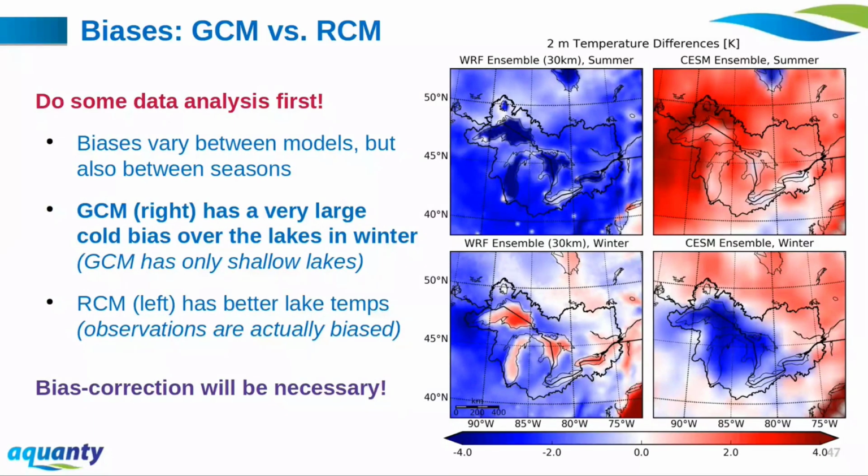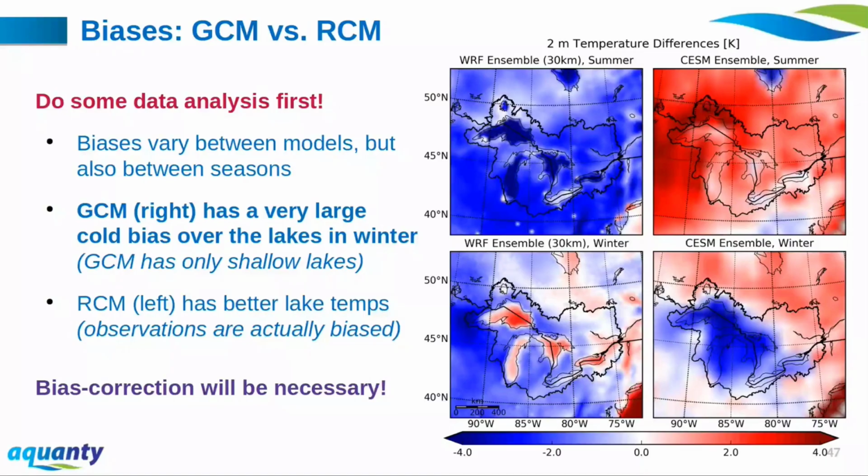And I really recommend looking at seasons separately because biases can be very different in different seasons in climate models because they're governed by different processes, right? On the left-hand side is one of the WRF simulation ensembles. And on the right-hand side is the global climate model that was used to force or drive the regional climate model. And the main takeaway here is the biases between those are very different.